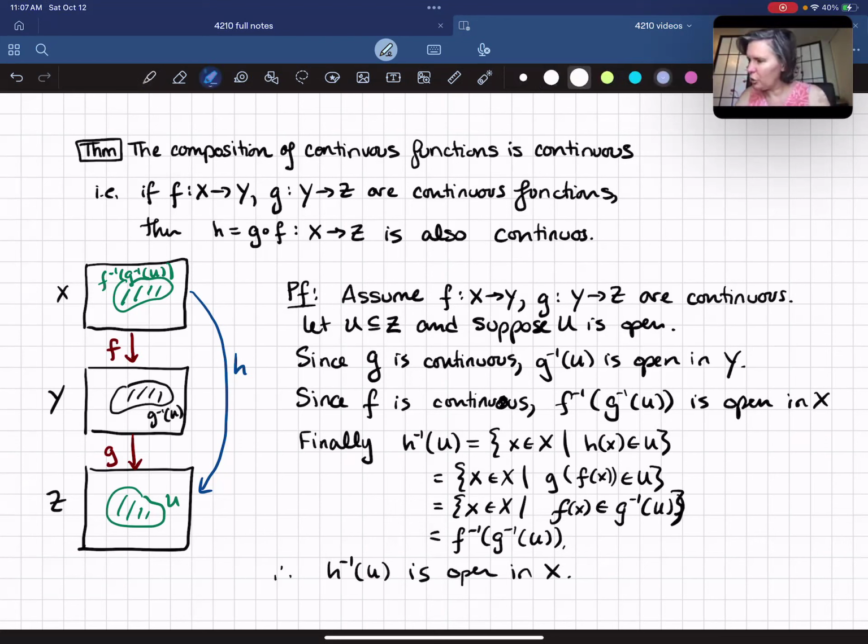So to show that h is continuous, I started with an open subset of Z, and then I showed that its inverse image under h was open in X, and that's the topological definition of continuity. We probably could have just said h inverse of U is equal to f inverse of g inverse of U without going through those lines to prove it. I might have thought that was obvious, and I still think it might be obvious, but I think it was good to go through it a little more carefully. All right. Thank you for listening.